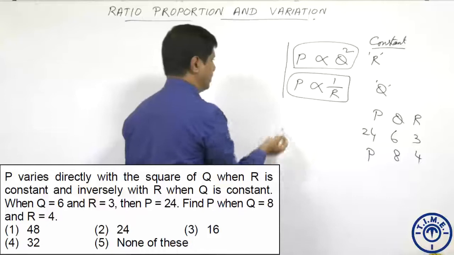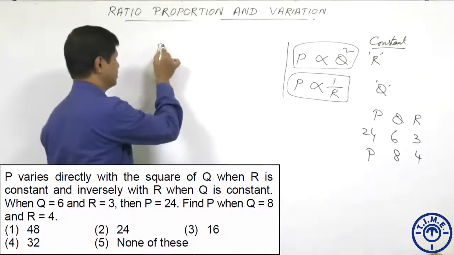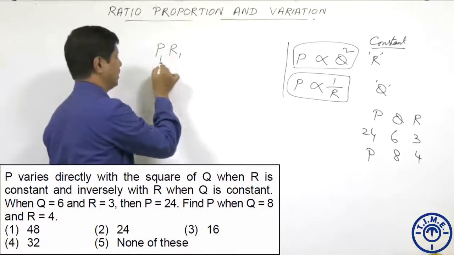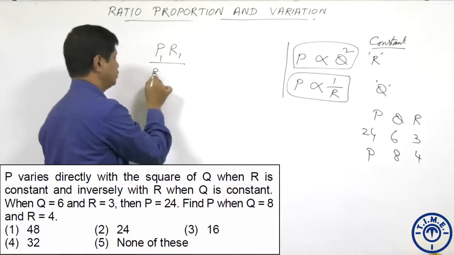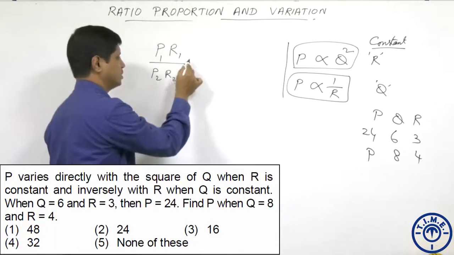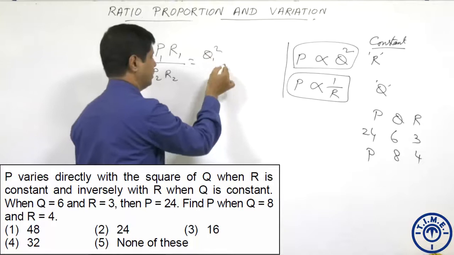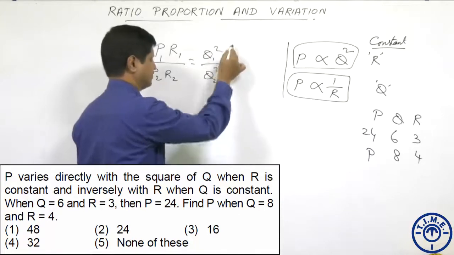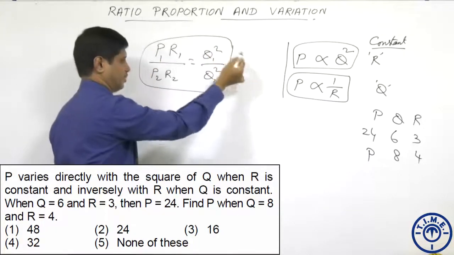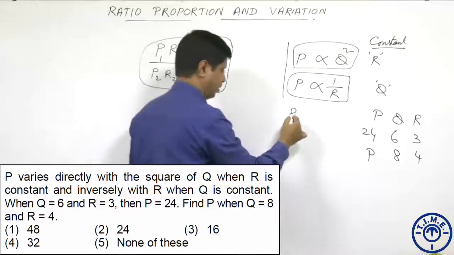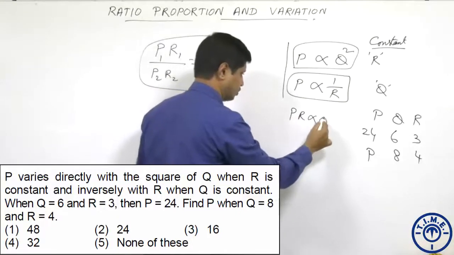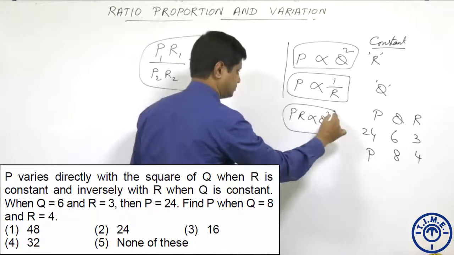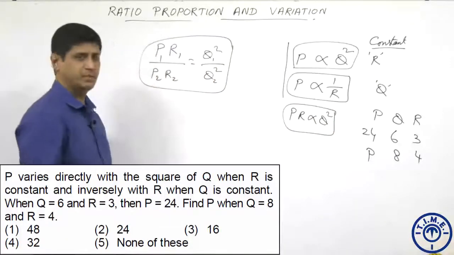Now what is the combination? Combining these two we get, P1 R1 by P2 R2 is equal to Q1 square by Q2 square. Now combining these two, what is the relation here? PR proportional to Q square. Substitute the values and simplify the results.